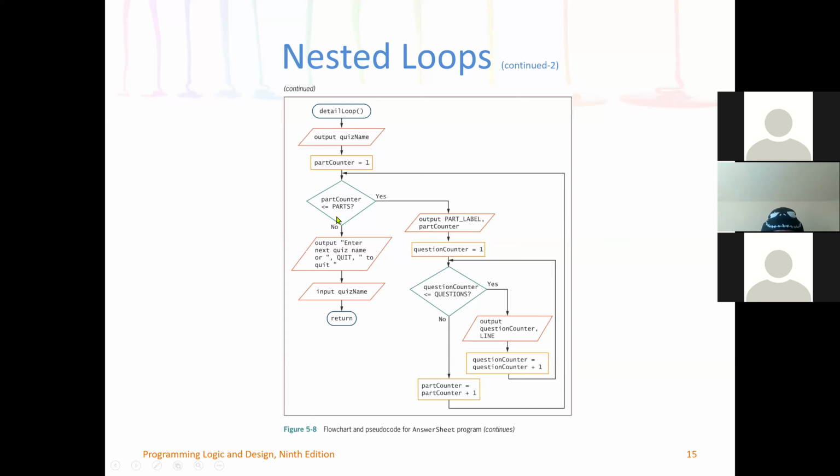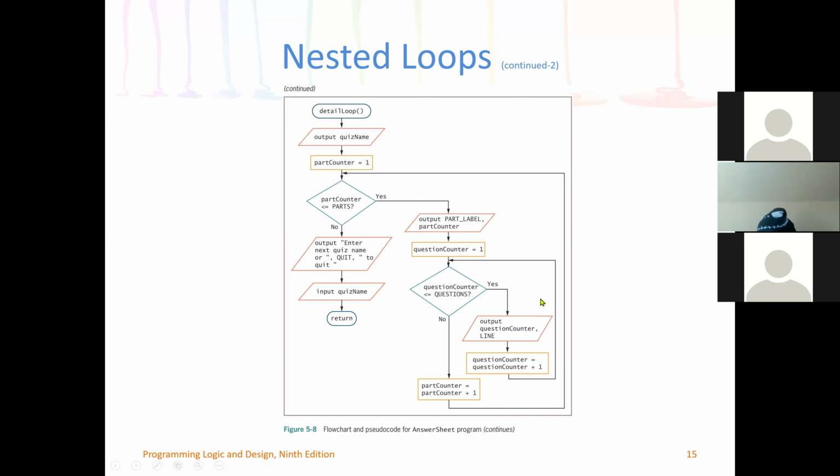So we have a detail loop. We print output quiz name. Then we initialize our loop control variable, which is called part counter, to 1. So now we check, is 1 less than or equal to the number of parts we have? If it's no, which means the outer loop condition is false, we cannot go inside the inner loop, as we said. So the only way we can check the inner loop is when the outer loop condition is true. If it's yes, then we are going to do something in the inner loop. After we finish, we go back again and check the inner loop. See that we have the inner loop.